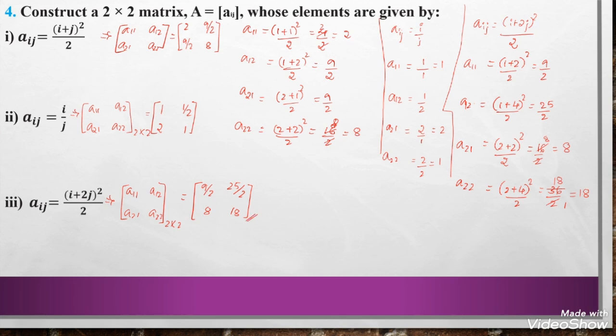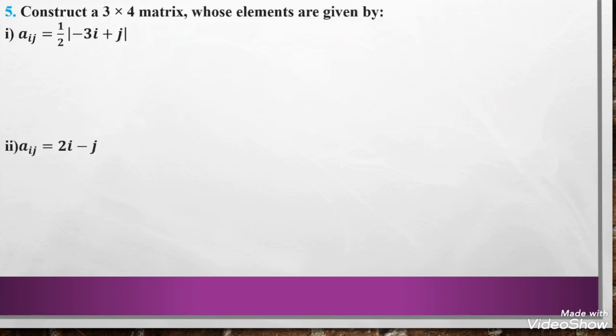By that condition, whatever conditions are there, first we have to construct a matrix in general. After that, by using the row and column positions, we have to write the matrix form. Okay. Now, let us move on to the next one.